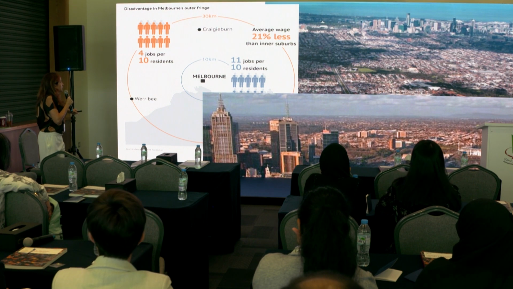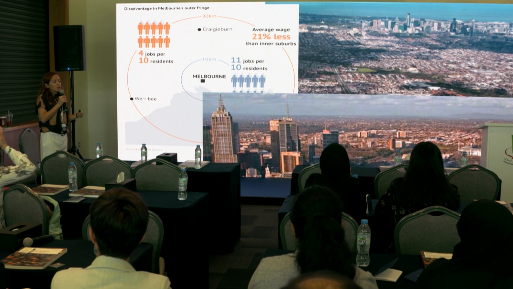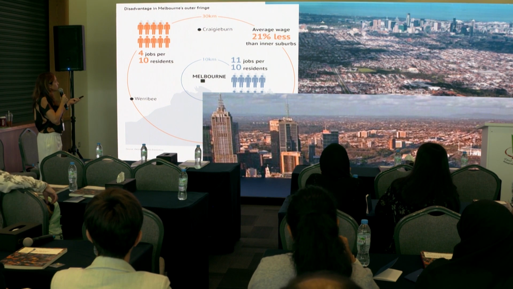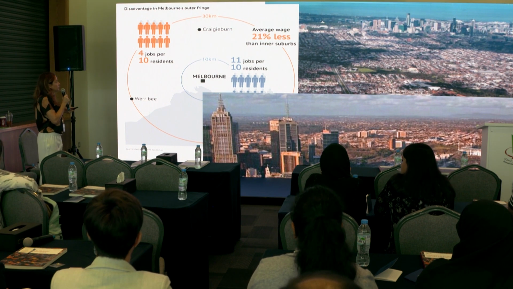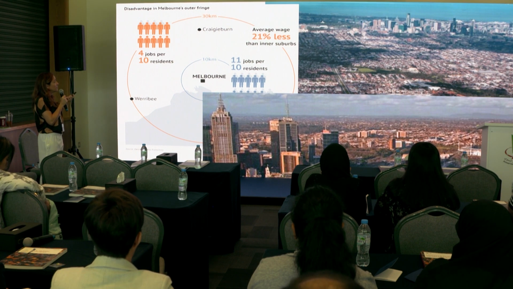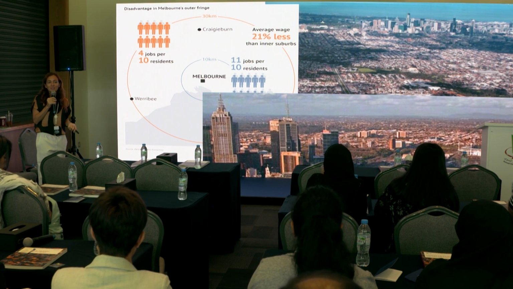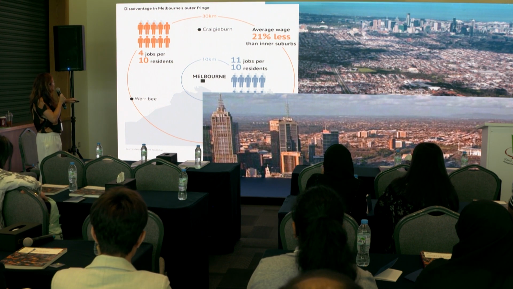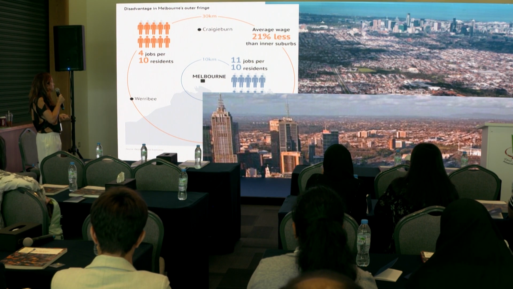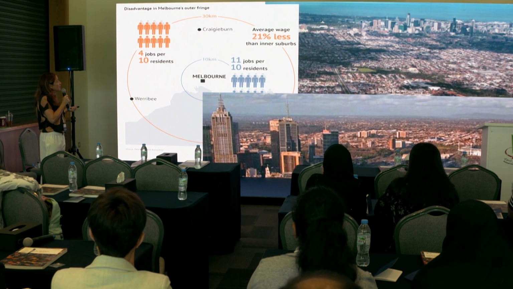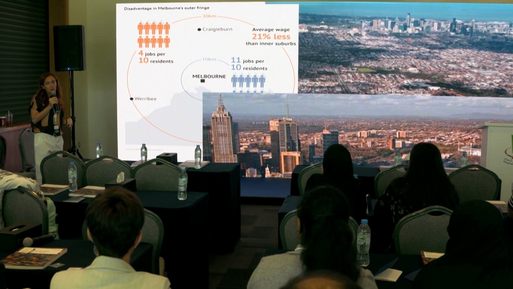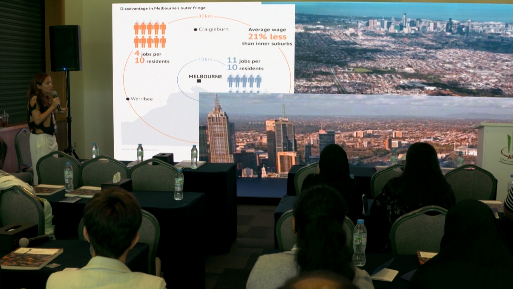So this is an example of, we were talking about equity and advantage or inclusiveness. So here if we look at Melbourne, which is the main city in Australia, we can see that there are 11 jobs per 10 residents, which means there's more than enough jobs. But if we step out by, say, 30 kilometers outside of Melbourne, it significantly drops to 4 jobs per 10 residents. And the average wage is 21% less than the inner suburbs. So this is an indication of inequality.